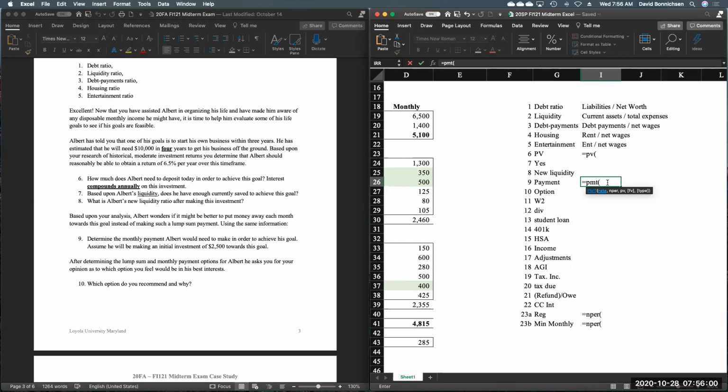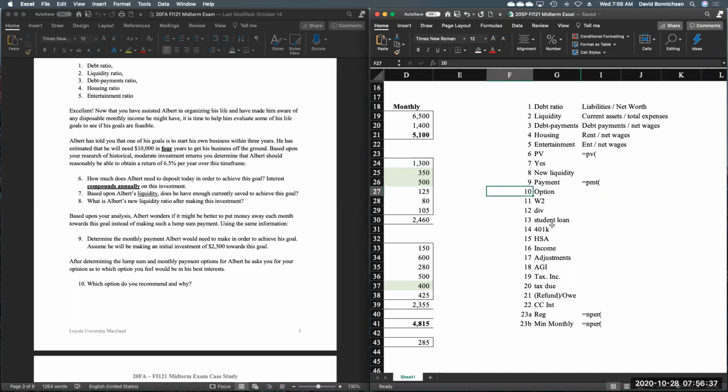We know what the present value is because it tells us in question 9 that he's going to put $2,500 towards the goal. Remember, present values in PV function calculations are negatives because Excel views them as cash going out the door. So the PV is negative 2,500, and you know the future value because that's what he needs to save up at the end of that 48th compounding period. Once you put those four variables in, just close the parentheses and you're finished. That'll give you the payment in terms of monthly compounding.